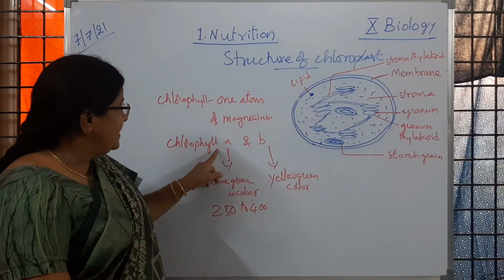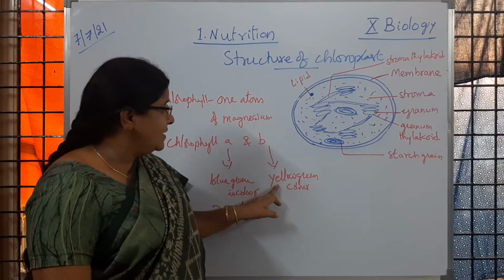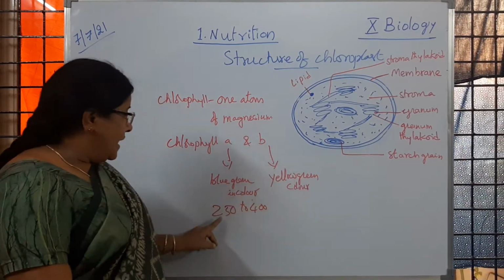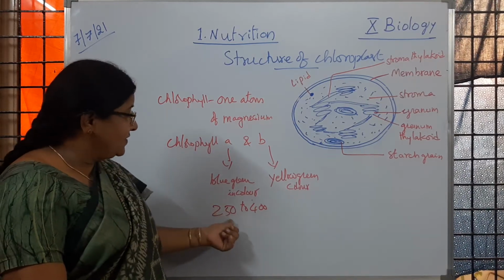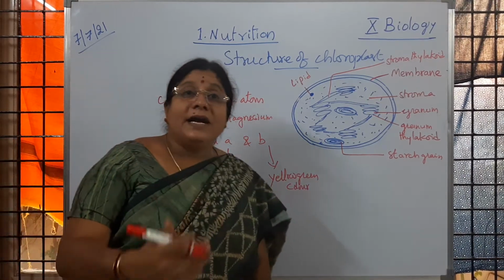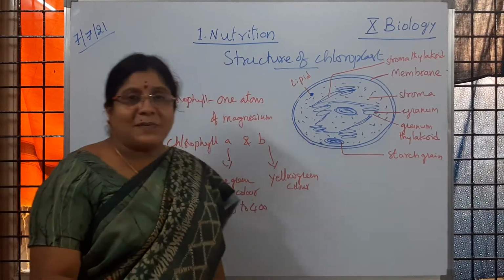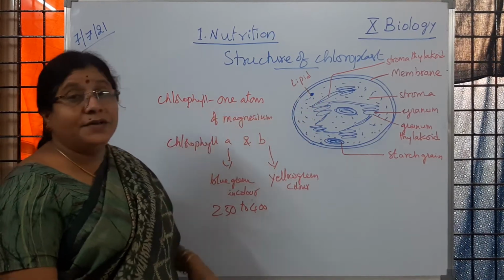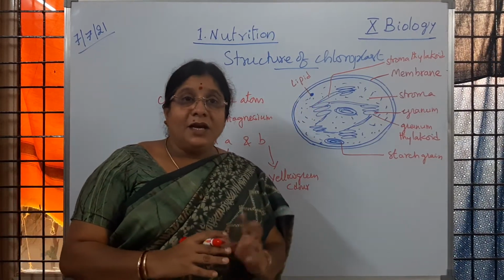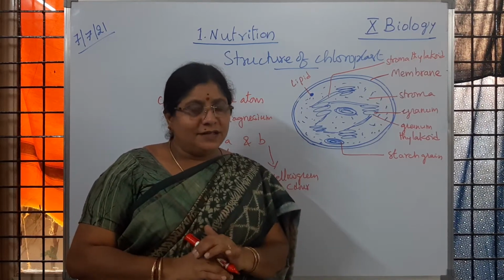Chlorophyll A is blue-green in color, and chlorophyll B is yellow-green. The other pigments are also there: 250 to 400 varieties of pigments are present in the chloroplast along with chlorophyll. Is it clear to you? So they help in the process of photosynthesis. Is it clear to children?